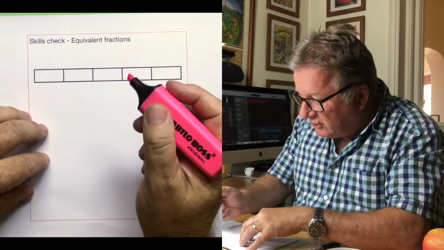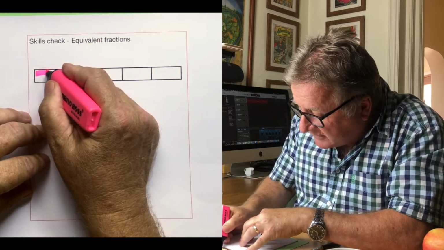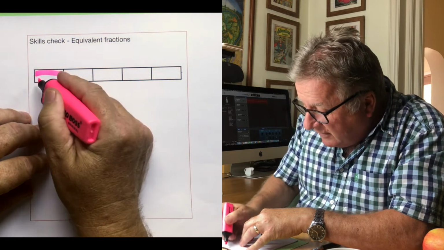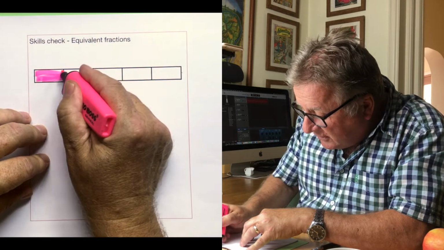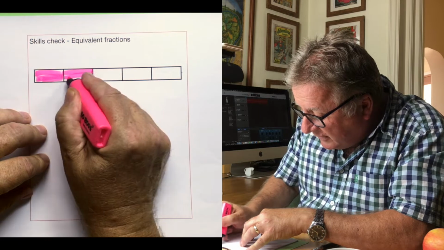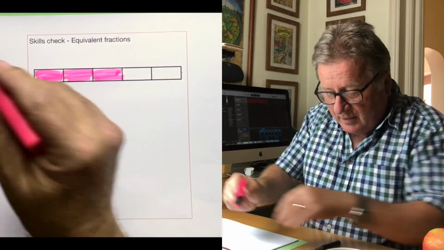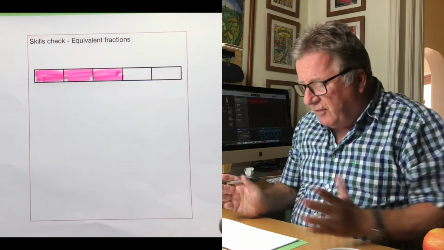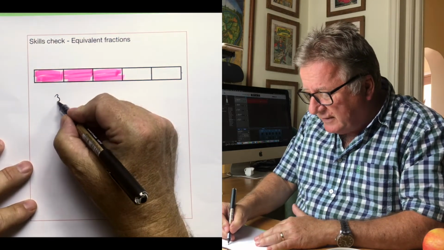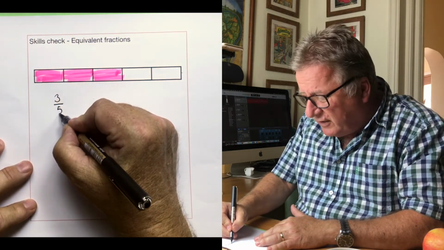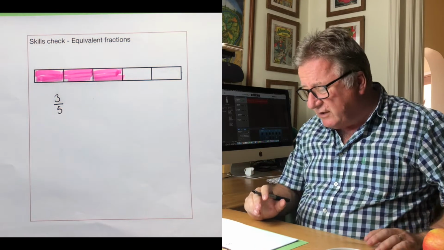I'm going to highlight 3/5. It's in 5 sections, so I'm going to highlight 3 of these sections. That's 3/5, no big deal. In fact, I think you'll find this first section very straightforward.